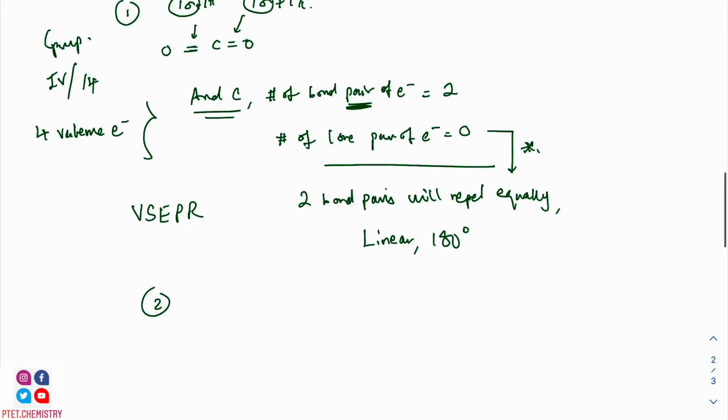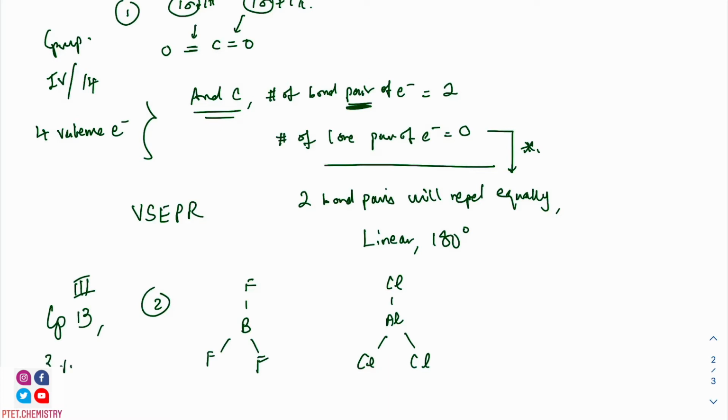So we are still going to talk about equal repulsion, things like BF3 or even BCl3, or instead of BCl3 you can think about AlCl3, which is actually the catalyst used in electrophilic substitution reactions in benzene chemistry. Or you can think about other things which are similar. So what are we looking at? We're looking at a group 13, or you call it group 3, whatever, 3 valence electrons. I know the display formula as such because the 3 outer shell electrons are used up for bonding. There is no lone pair.